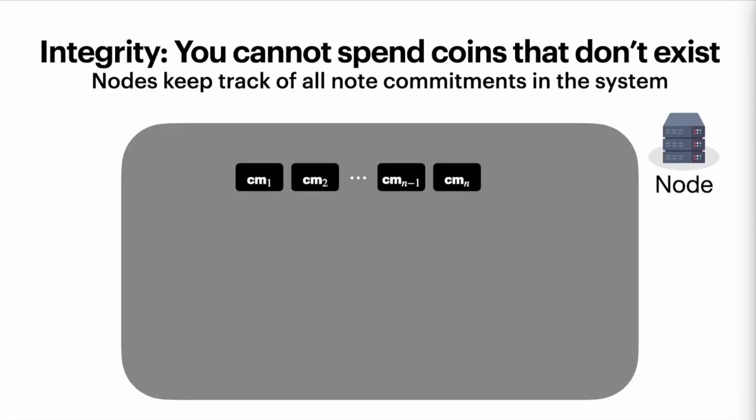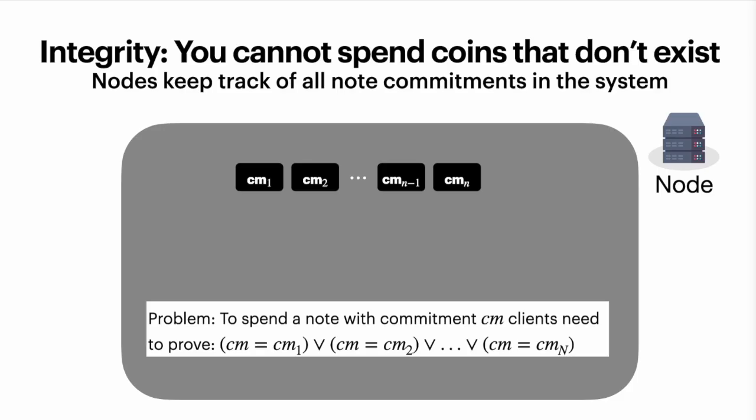So then we end up with the following. We've got the nodes keeping track of all note commitments in the system. So how do we do that? We could just store a big old list, right? So CM sub 1, CM sub 2, and so on and so forth until all n note commitments in the system.